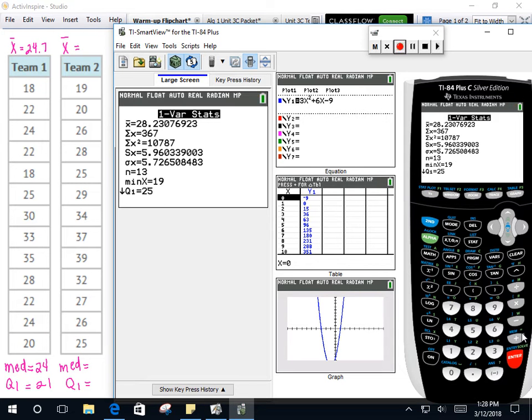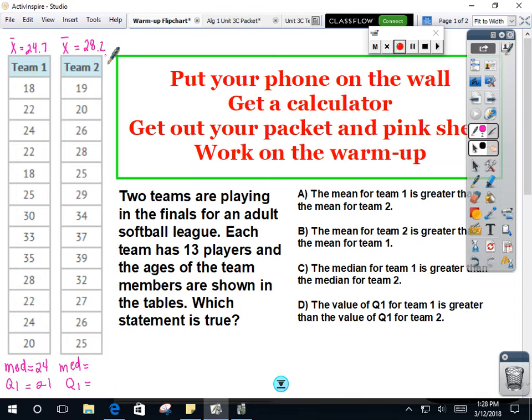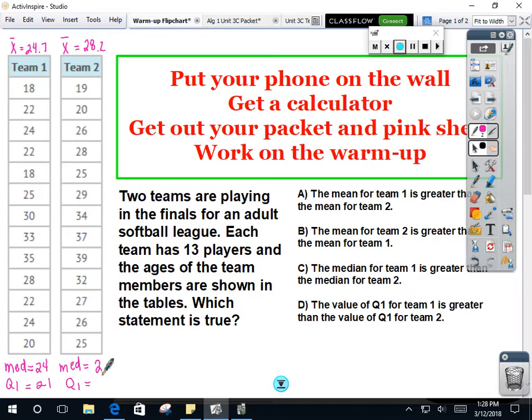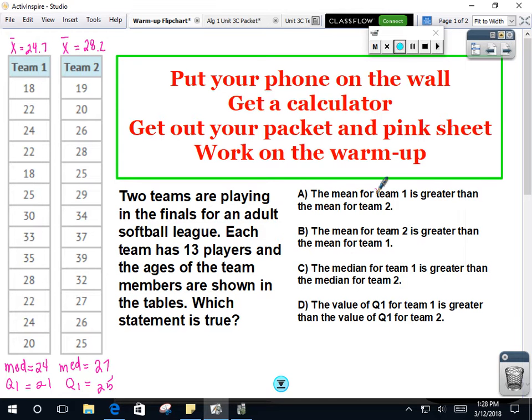Okay, what is the mean for this team's data? Guys, what's the mean for their ages? 28.2. What is their median? 27. And what is their Q1? 25. So now that you have all the information that was discussed in the choices, we can compare them. Is A correct? Is the mean for Team 1 greater? No. The mean for Team 1 is less than this one. So is B correct? The mean for Team 2 is greater? Yes.